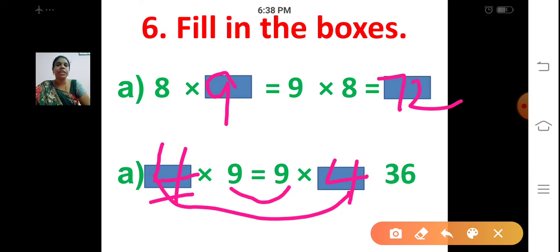Have you written? 8 into 9 is equal to 9 into 8. 9 eights are 72. Then the second one. These two numbers we don't know. So what should we do?